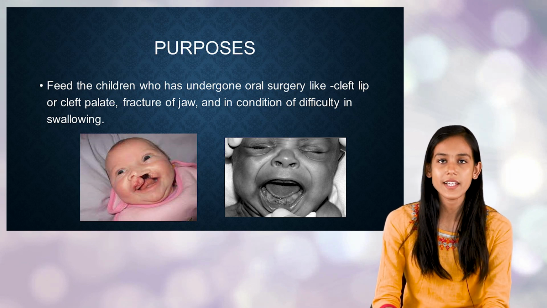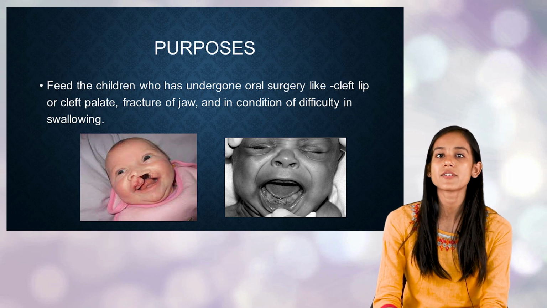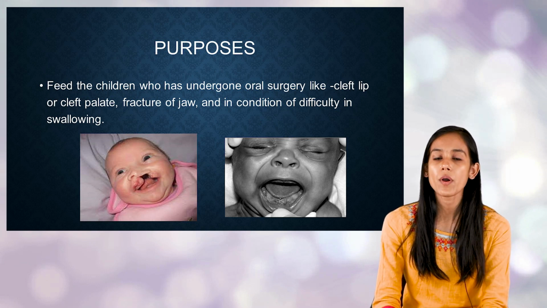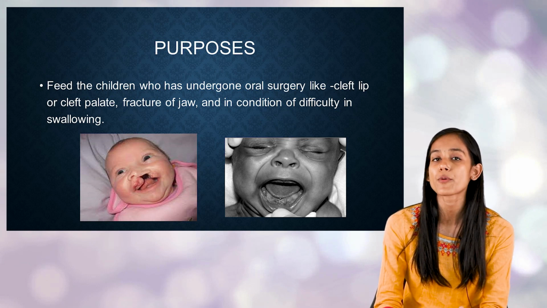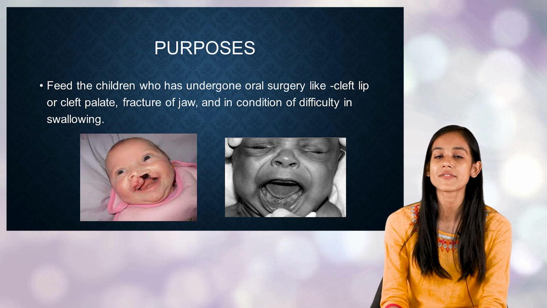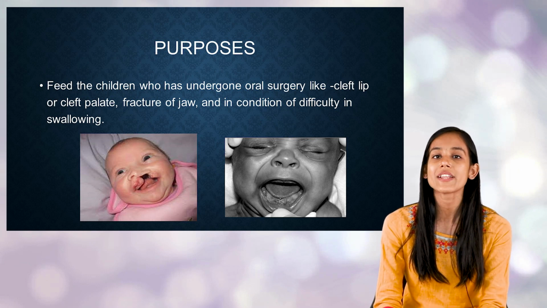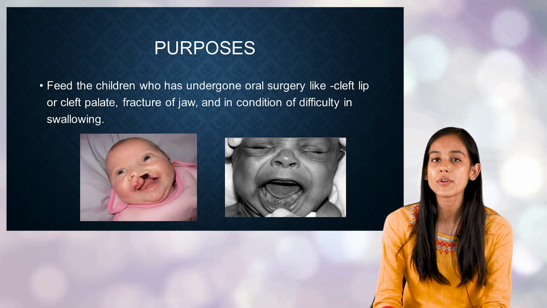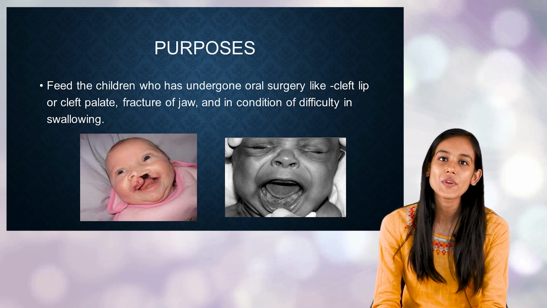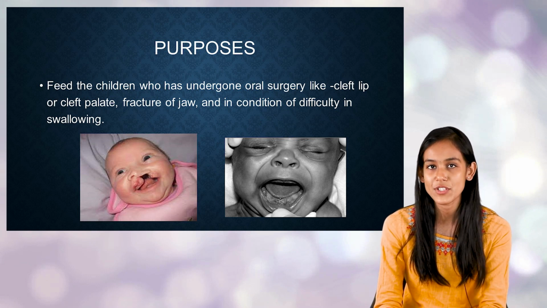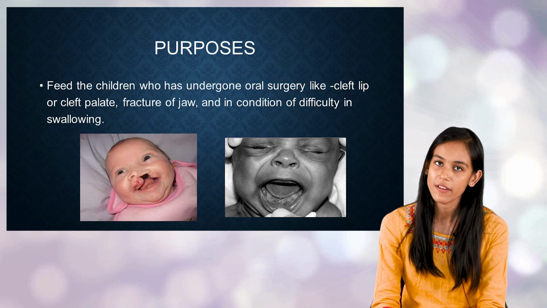The next thing is conditions of difficulty in swallowing. There might be children whose swallowing reflex is not properly developed and they have difficulty in swallowing. So if the child takes food orally, they won't be able to swallow it, right? In that case also we are going to use an artificial method, that is NG tube feeding.